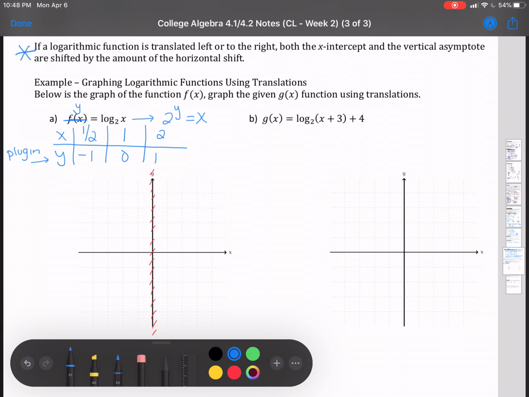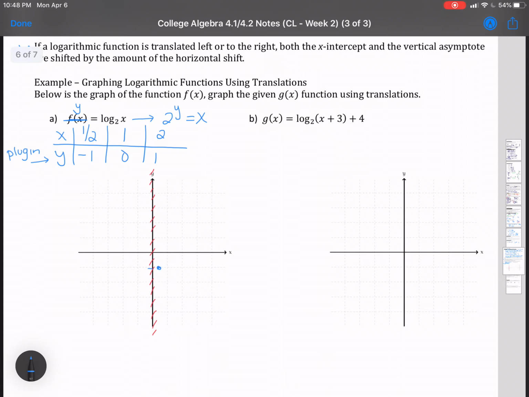And then we can plot our points. So we have 1/2, -1. We have 1, 0, which shows us our x-intercept. And then we have the ordered pair 2, 1. And that gives us our function that is increasing. And there's our f of x.